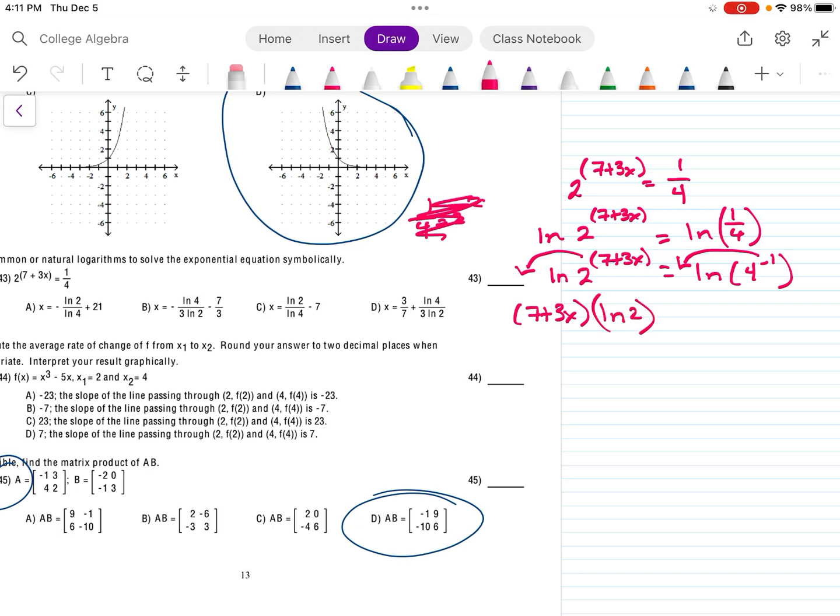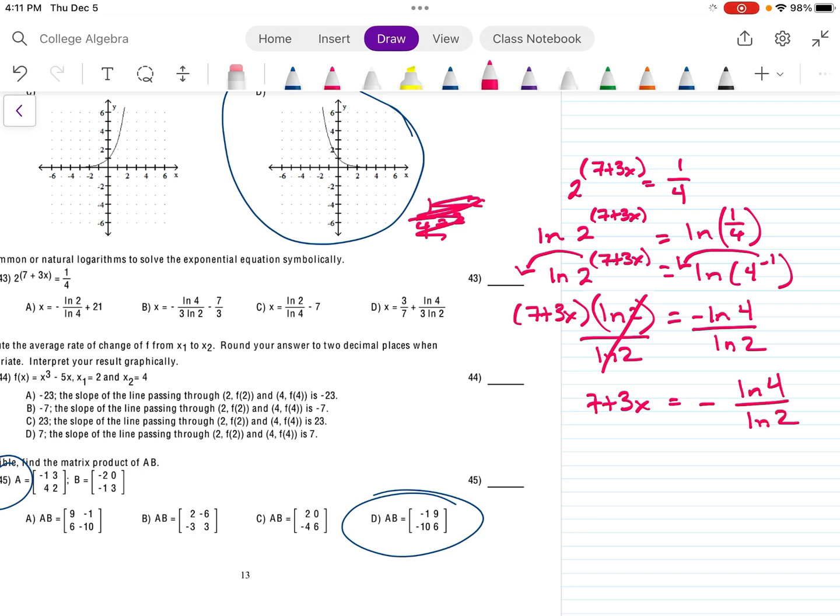Now, don't multiply that in. Leave it the way it is, because remember, all of our answers have ln of 2 in them. If you distribute it, it ends up making us do more work than we have to. When I bring the negative 1 down front, it becomes negative ln of 4. All right, so now we've got to get the x by itself, so we divide off the ln of 2. As those cancel, that gives me 7 plus 3x, without parentheses, equals negative ln of 4 over ln of 2.